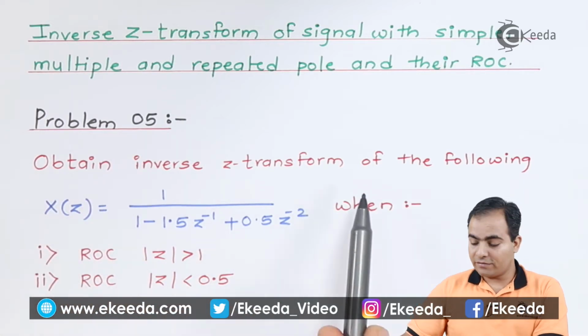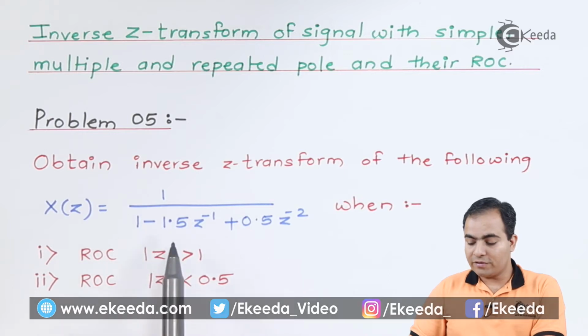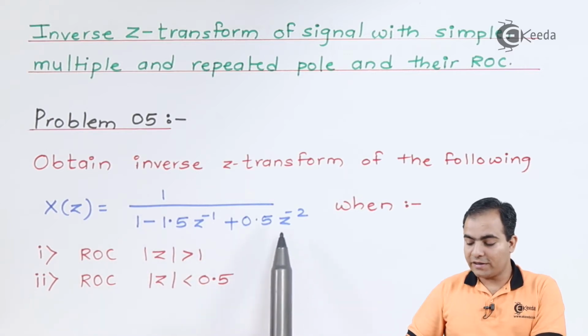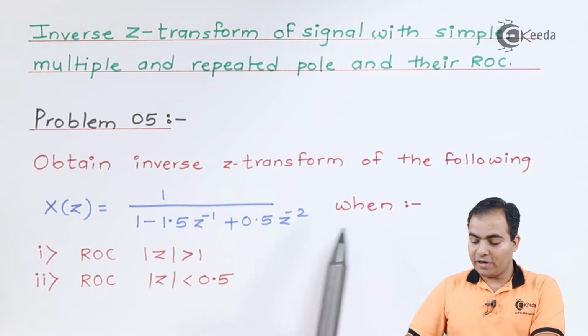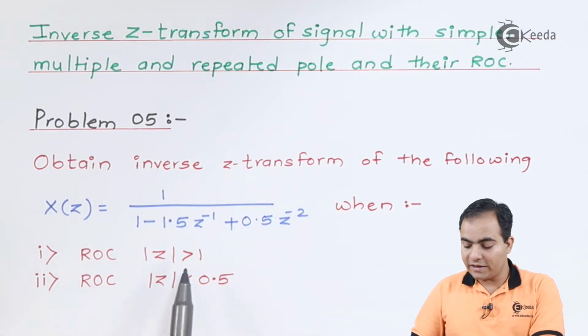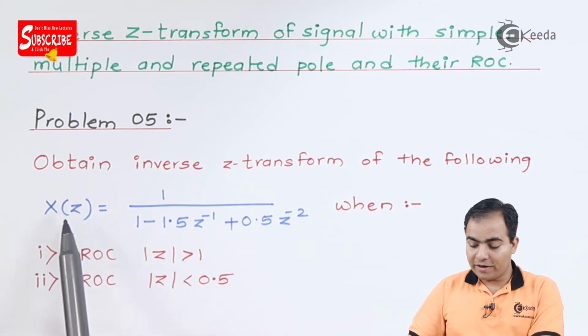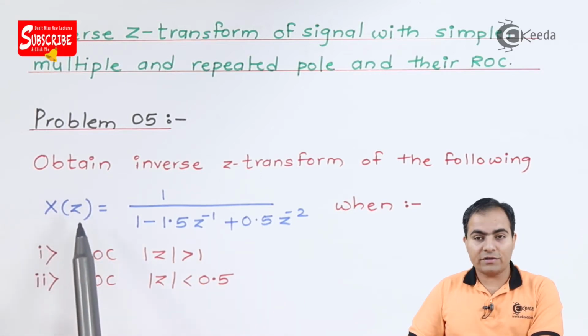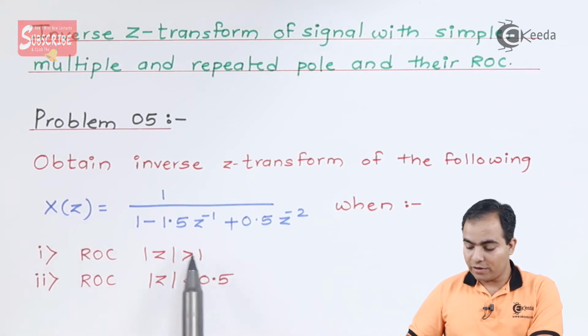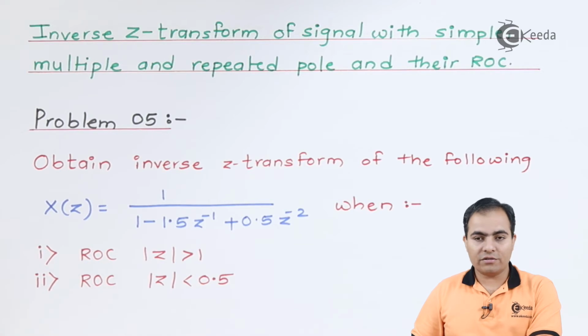Obtain the inverse z transform of the following function. The x of z is given: 1 upon 1 minus 1.5 z inverse plus 0.5 z raised to minus 2. We have to calculate the inverse z transform when ROC is mod z greater than 1 and when mod z is less than 0.5, which means we are going to find x of n for the causal ROC, and for the next one, for the anti-causal or non-causal ROC.